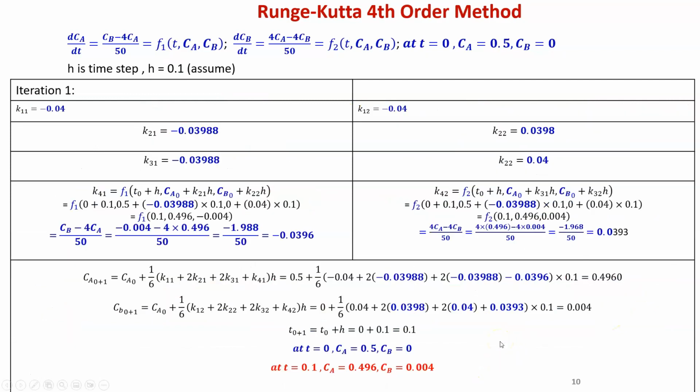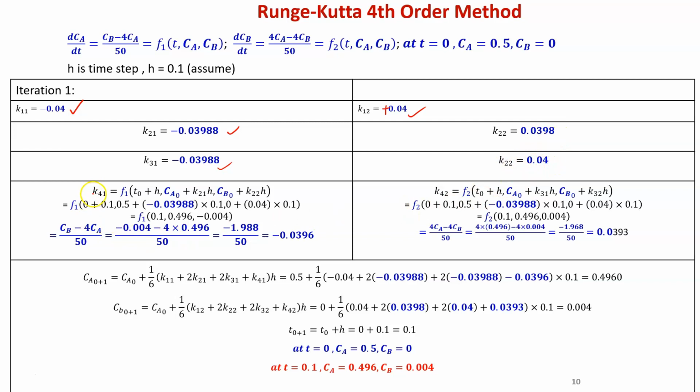Now we have to calculate K41 and K42. On the next page, we got that K11 is minus 0.04, K21 is minus 0.3988, K31 is minus 0.3988, K12 is 0. Not minus, this is plus 0.04, 0.0398, and K22 is 0.04.